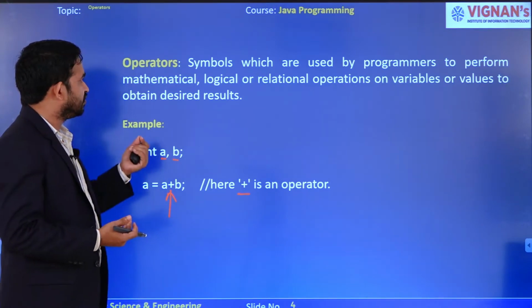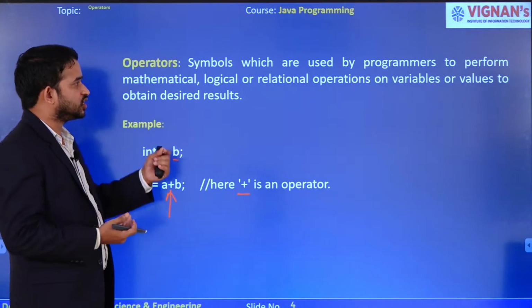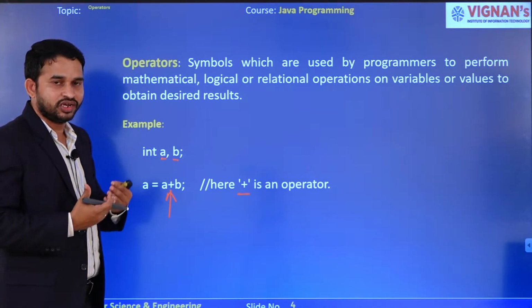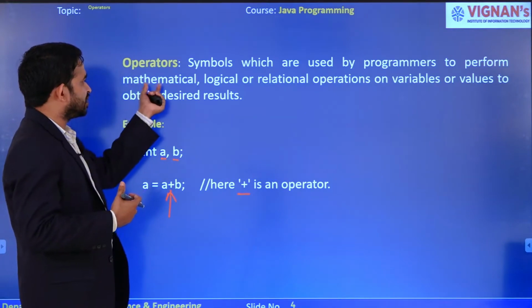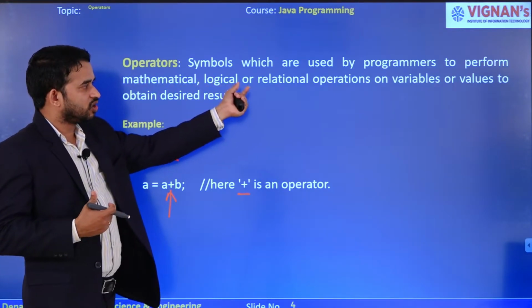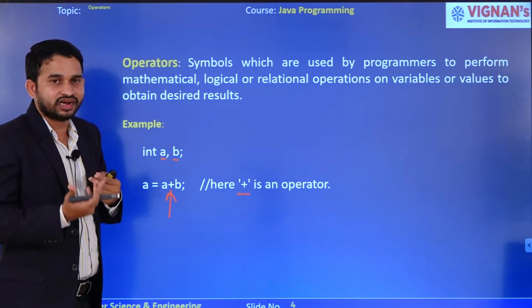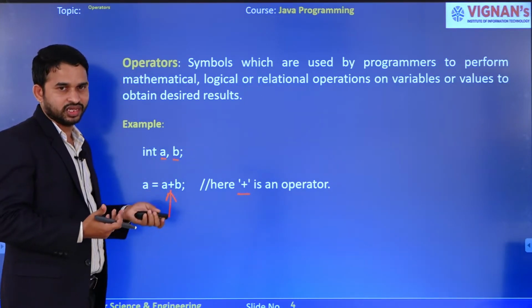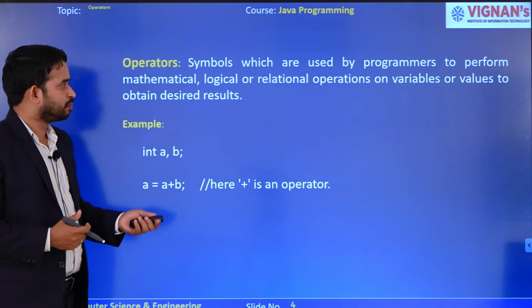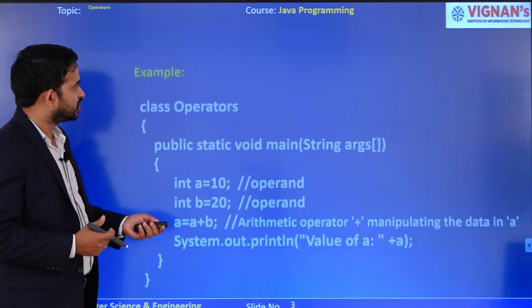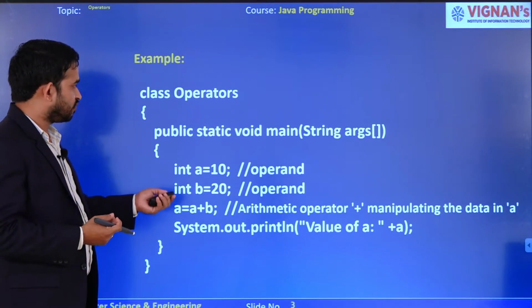So generally why are we using operators? As a programmer, we are developing different applications, right? In order to perform some operations like mathematical, logical, relational operations on variables or values, in order to get the desired result, we are using the operators. Okay, let's see the example program for this operator. In the next slide I am going to explain one example program of operators.